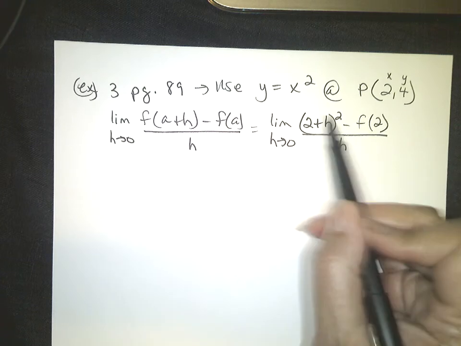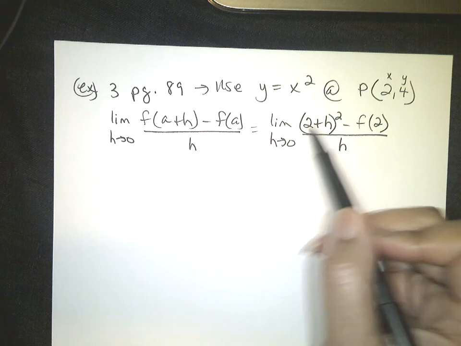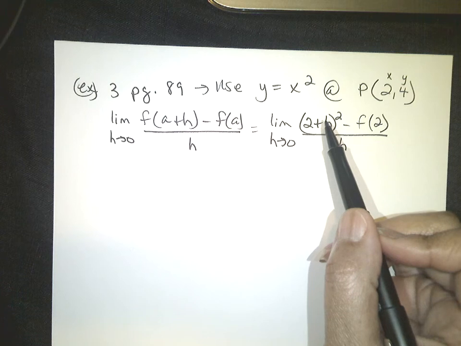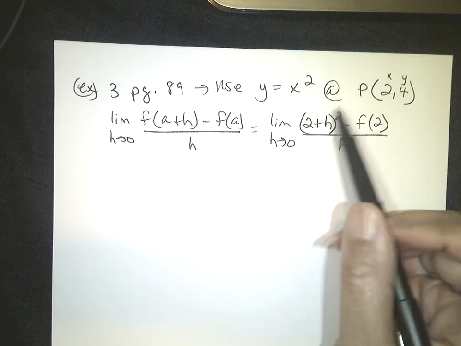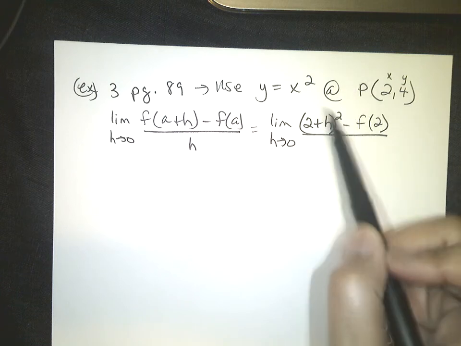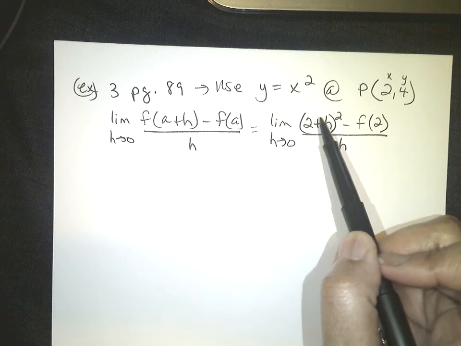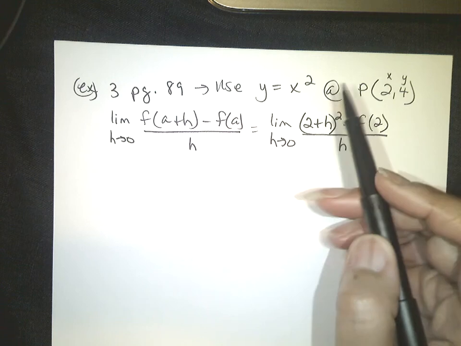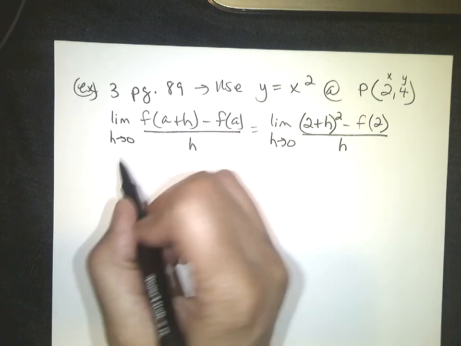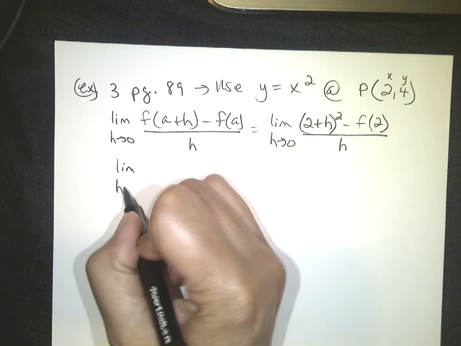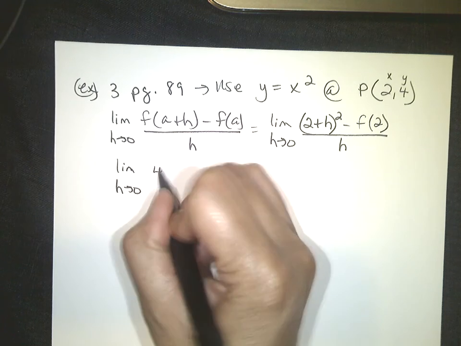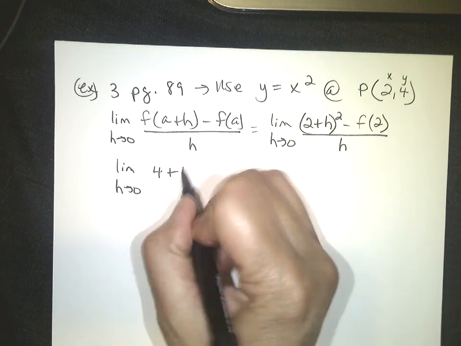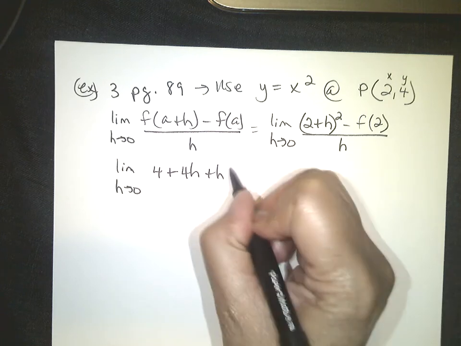All right, so then we have to multiply this out, and hopefully you remember foiling. Or if you don't like foiling, you can use the rectangle method. You can distribute twice, but you have to write this out. You have to multiply this out. This does not equal 4 plus h squared. This is the limit as h approaches 0 of 4 plus 4h plus h squared.